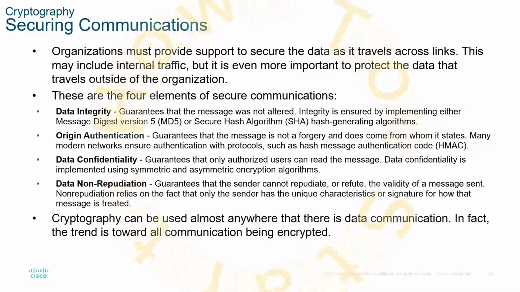Cryptography has 4 key elements for secure communication: data integrity, original authenticity, data confidentiality, and data non-repudiation. Integrity guarantees that the data wasn't altered in transit. Original authenticity is a guarantee level of trust that the person sending the message is the one that actually sent the message. There's also a hash message authentication code, or HMAC, that can provide a certain level of authenticity trust. Data confidentiality, basically only those authorized to see the message sees the message.